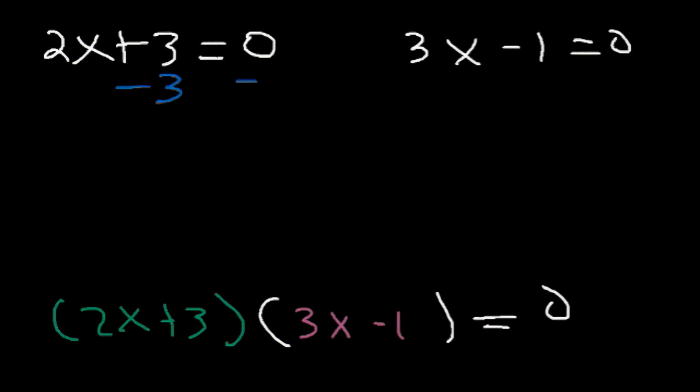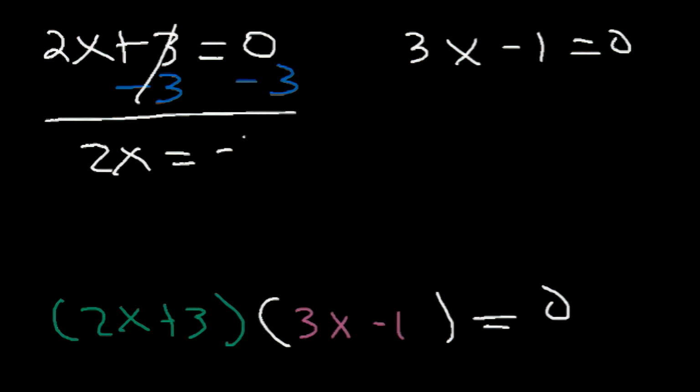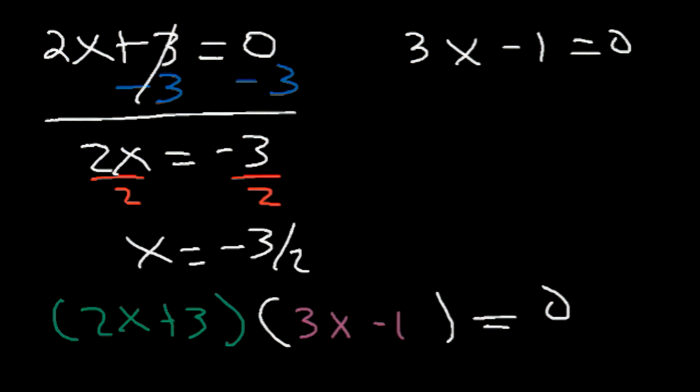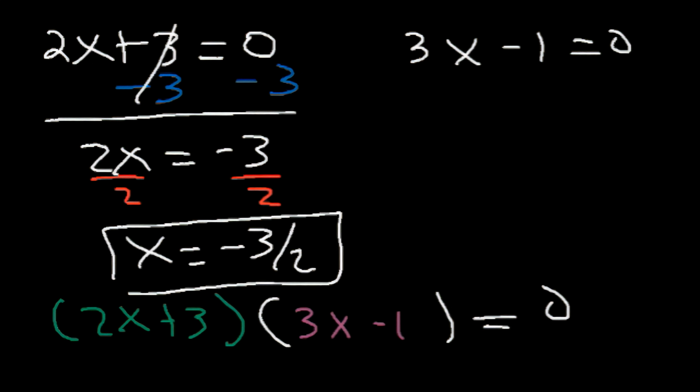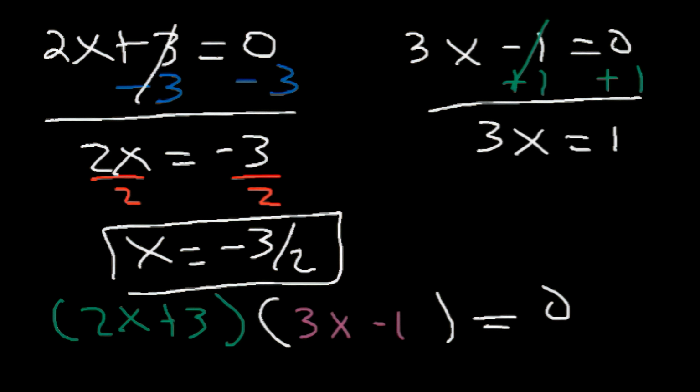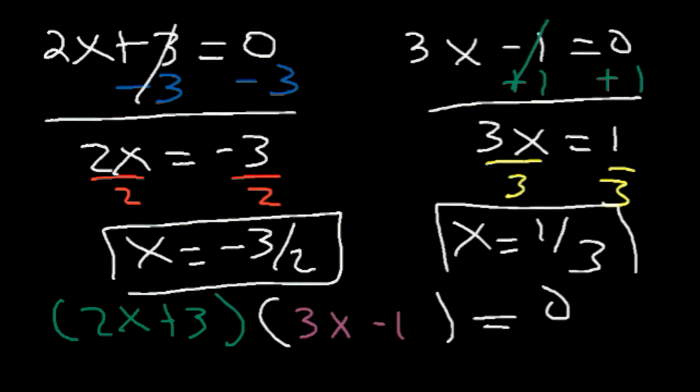So here, let's subtract both sides by 3. So 2x is equal to negative 3. Next, let's divide both sides by 2. So therefore, x is negative 3 over 2. Now for the next example, let's add 1 to both sides. And so we can see that 3x is equal to 1. And then let's divide both sides by 3. So x is 1/3. So these are the answers: positive 1/3 and negative 3 over 2.